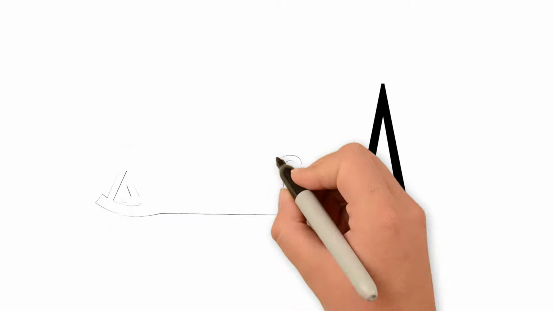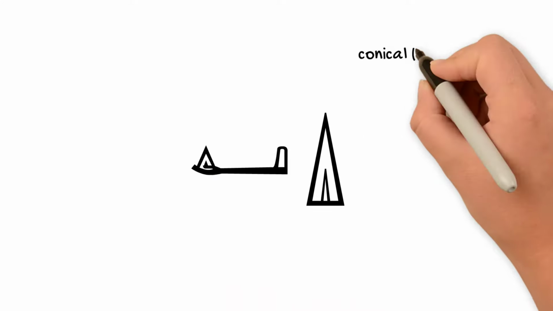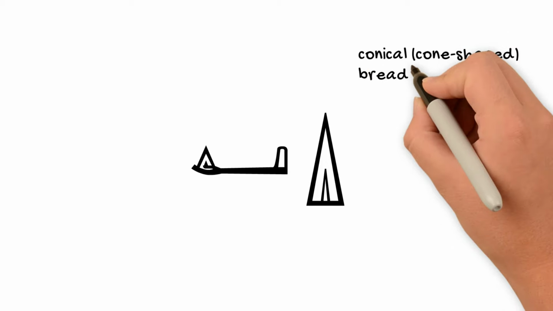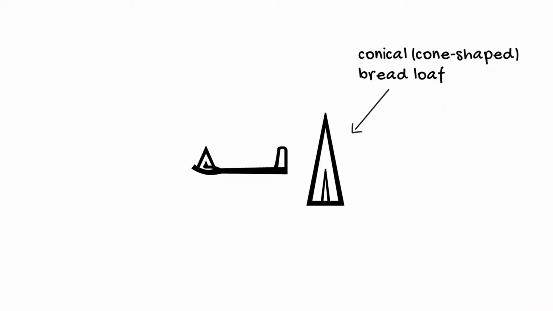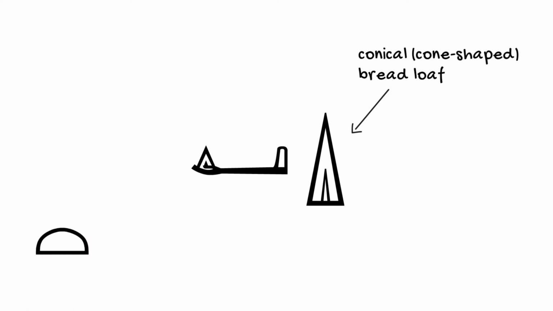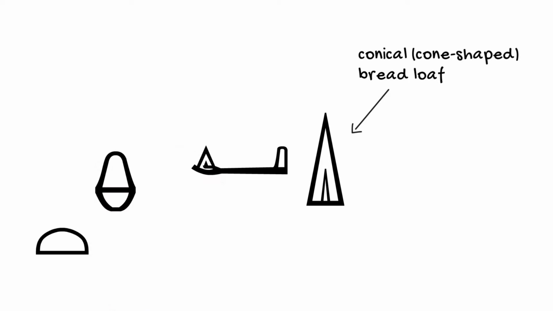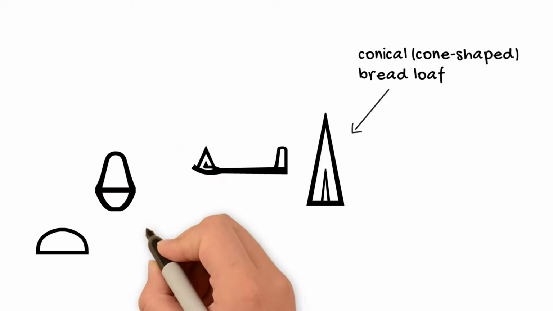All right, so what are these two? Well, let's start with the triangle sign by itself. This is actually, you might not guess this one, a conical bread loaf. So this is a loaf of bread that's actually made in a cone shape. Bread was a central main part of the ancient Egyptian diet, and so there are actually many different hieroglyphs in different bread shapes. But this is one of the common ones you'll see in written texts.